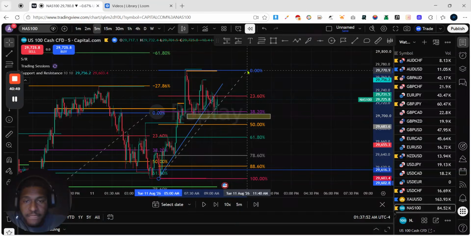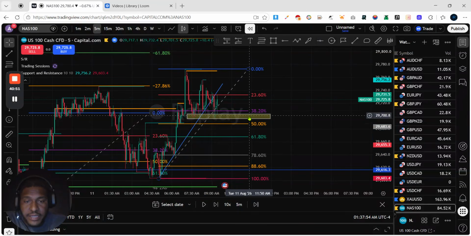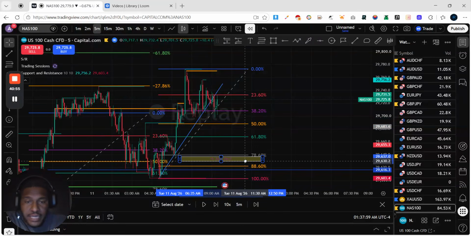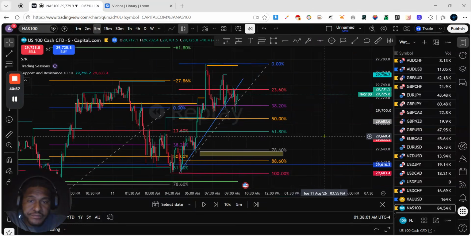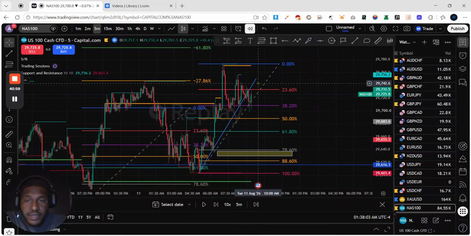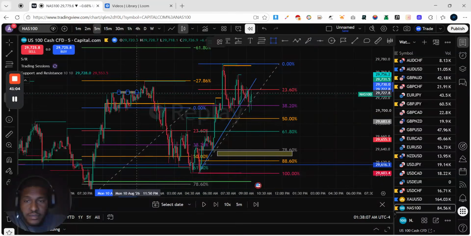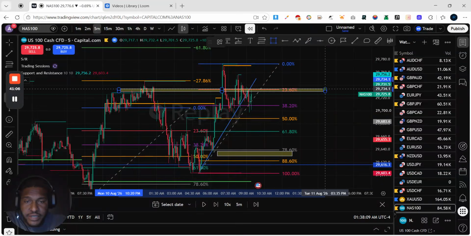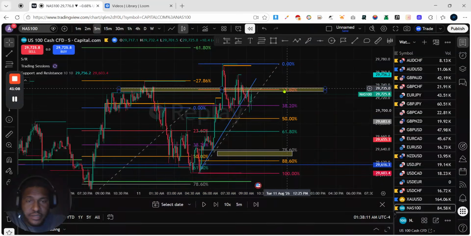Why? Because price, this is the golden zone. So honestly, down here is where I'll start looking for sales. And if we break this little resistance area, I'm going to start looking for buys. I might go ahead and jump in.